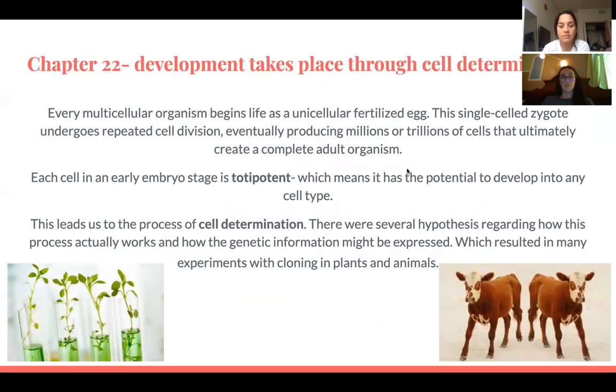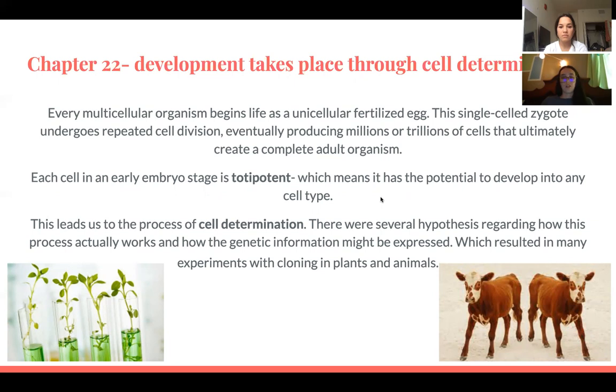So moving on to the book in chapter 22, development takes place through cell determination. Every multicellular organism begins life as a unicellular fertilized egg. This single-celled zygote undergoes repeated cell division, eventually producing millions or trillions of cells that ultimately create a complete adult organism. Each cell in an early embryo stage is totipotent, which means that it has the potential to develop into any cell type. This leads us to the process of cell determination.